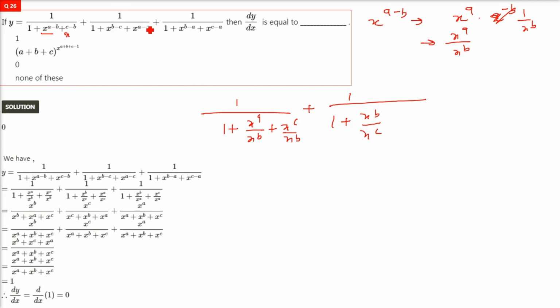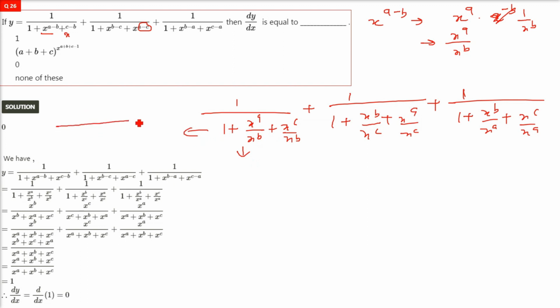Then we have x^a minus c. So we have x^a by x^c plus 1 by 1 plus x^b divided by x^a plus x^c divided by x^a. Now see one of these. If you understand one of these, you will understand all three terms. So I am taking the denominator here.